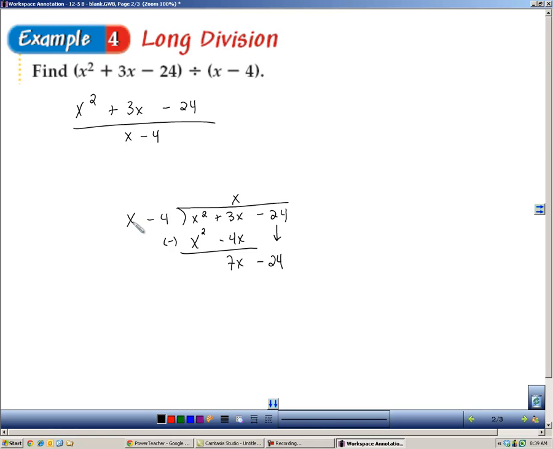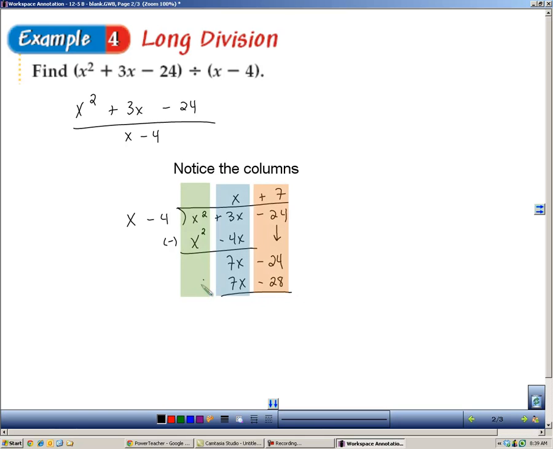So, x times what gives me 7x? Answer is +7. Notice it goes in the numeric column, or the constant column. 7 times x is 7x. 7 times -4 is -28. Again, always subtract. Subtract those, you get a 0, which is what you want to happen. -24 minus a negative, that's a plus. So we're going to get a +4.